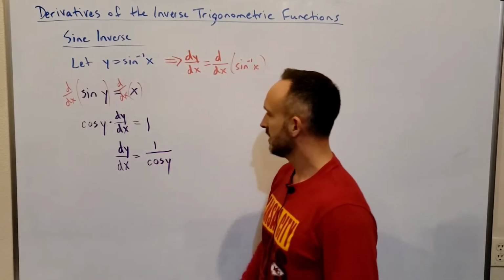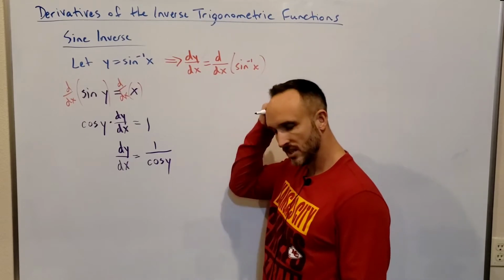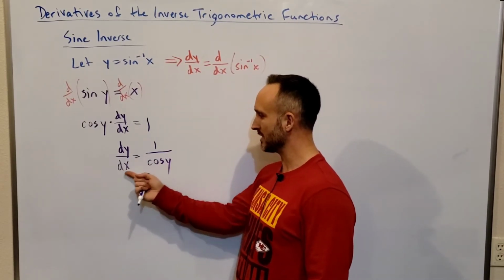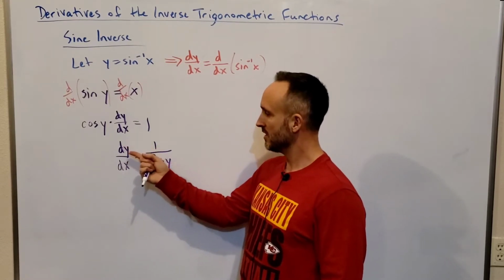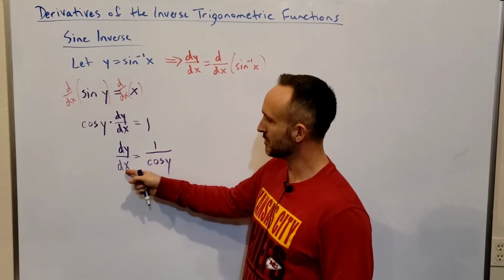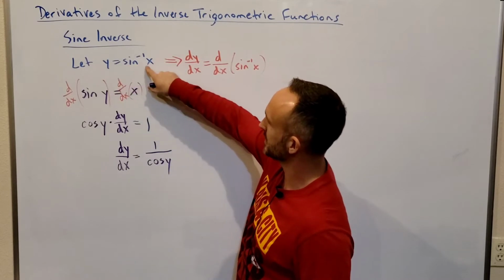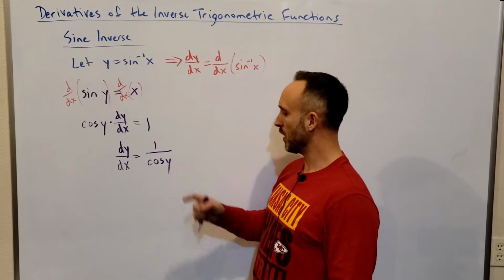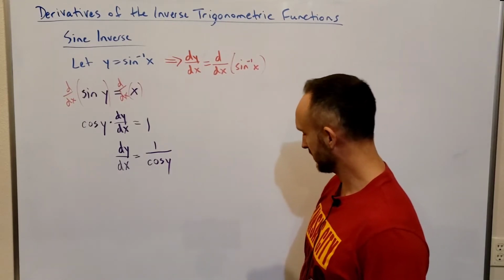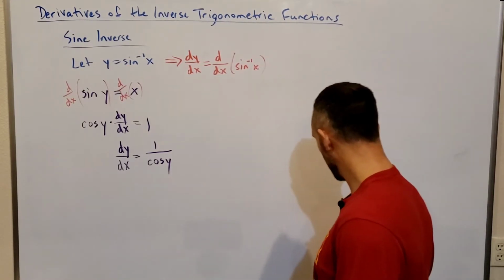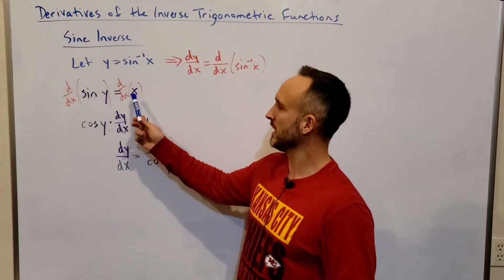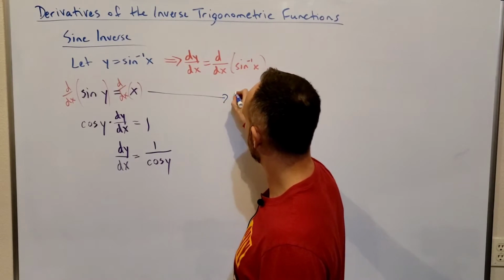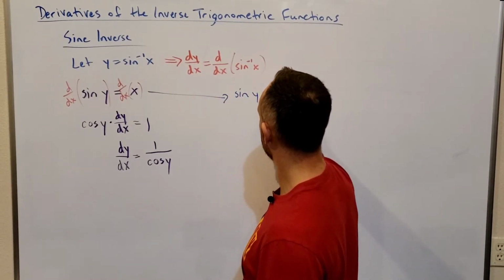Okay? Now what I'd like to have happen is, if at all possible, I'd like this to be in terms of x, because this derivative is the derivative of y with respect to x. I'd like the derivative of sine inverse of x, right? So I'd like to replace cosine of y with something in terms of x. And so what we do is we come back up here to the original relationship that the sine of y equals x. We know that the sine of y equals x.